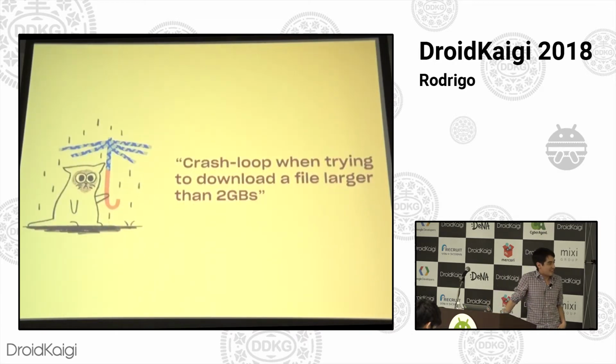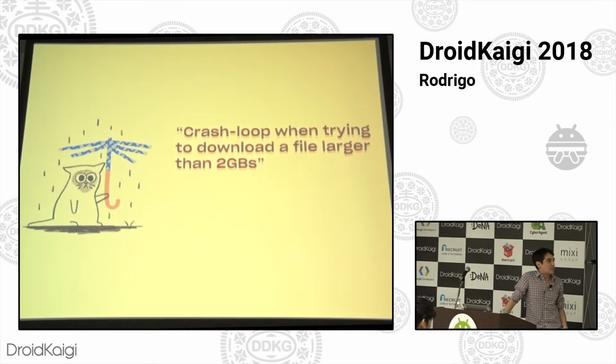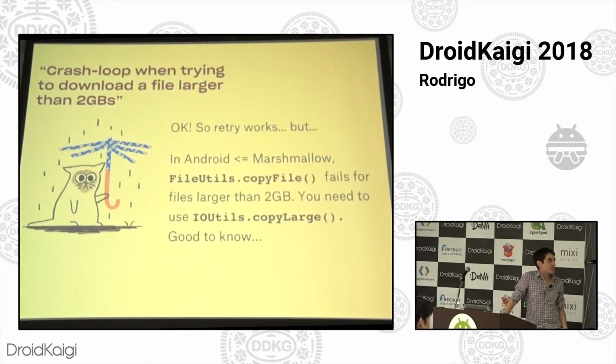And then, OK, crash loop when trying to download a file larger than 2 gigs, right? So basically, the user is trying to download a file larger than 2 gigs. They start the app, it crashes. And there was a crash loop. There's no way to get out of it because it's a crash loop. Does anyone have any idea? I'll give you 10 seconds. Does anyone have an idea what's happening here? Yeah, basically, the buffer is not long enough. So that's what's happening. So you live and learn.